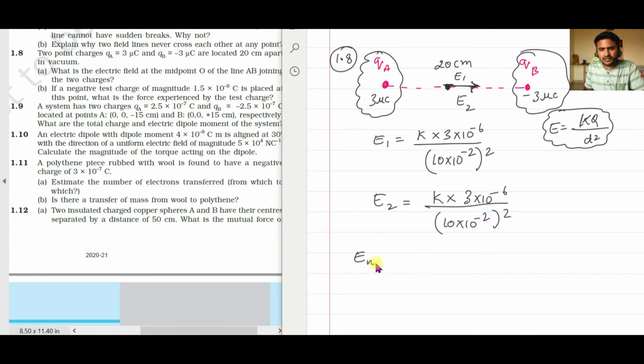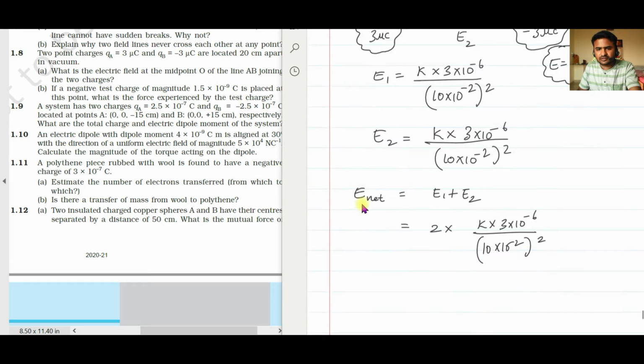Therefore the net electrical field is just E1 plus E2, which is 2 times K into 3 into 10 to the power of minus 6, whole divided by 10 into 10 to the power of minus 2, the whole square. Okay, as simple as that.